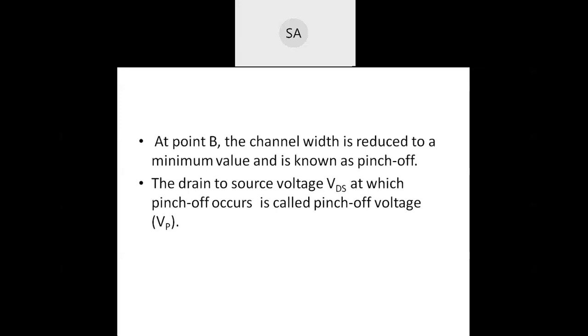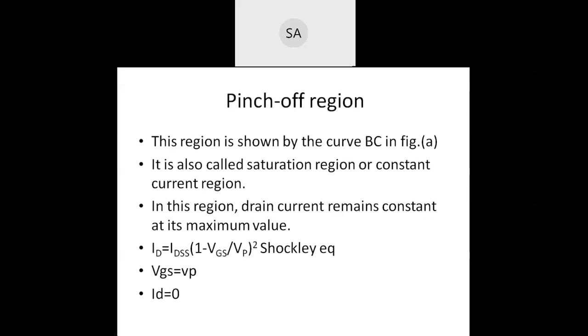The drain to source voltage at which the pinch off occurs is called the pinch off voltage. So the voltage which causes the channel pinch off is called the pinch off voltage. The pinch off region is shown in the curve by B to C. It is also called saturation region or a constant current region.